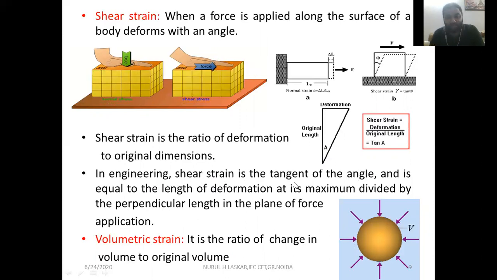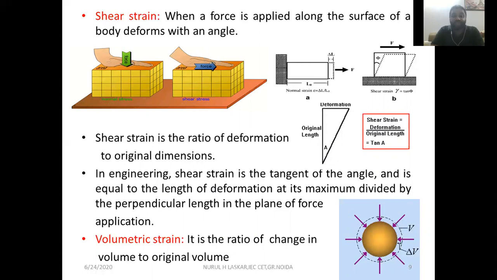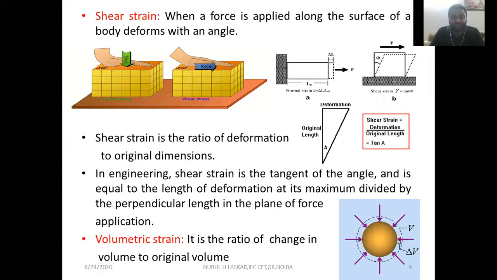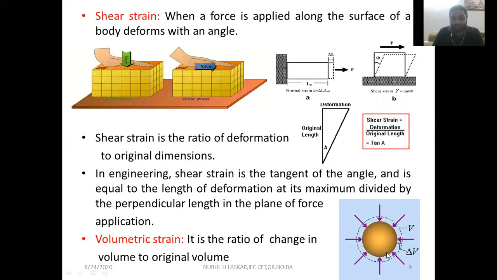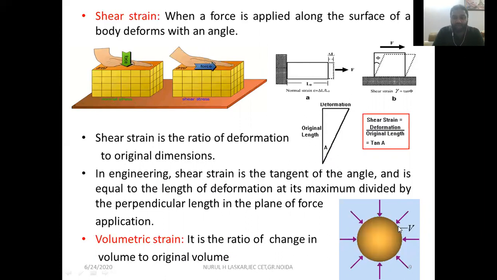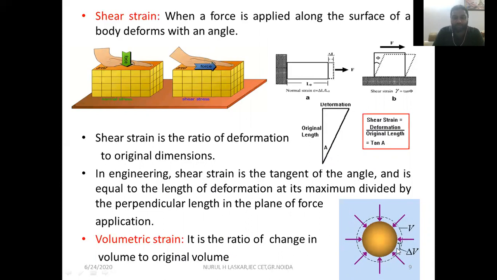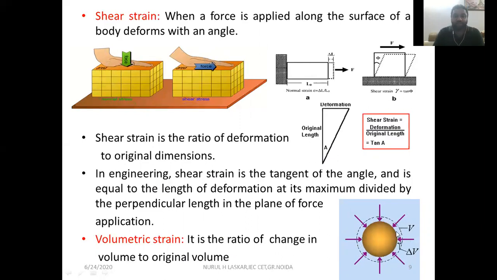Then another strain we normally use is volumetric strain. Volumetric strain is the ratio of change in volume to the original volume. The definition of strain is change in dimension to original dimension, so since it is a volumetric strain, it is the ratio of change in volume to the original volume. Look at this animation. The original volume is V, and due to the application of this compressive force, the change in volume is delta V. So the volumetric strain is delta V divided by V.